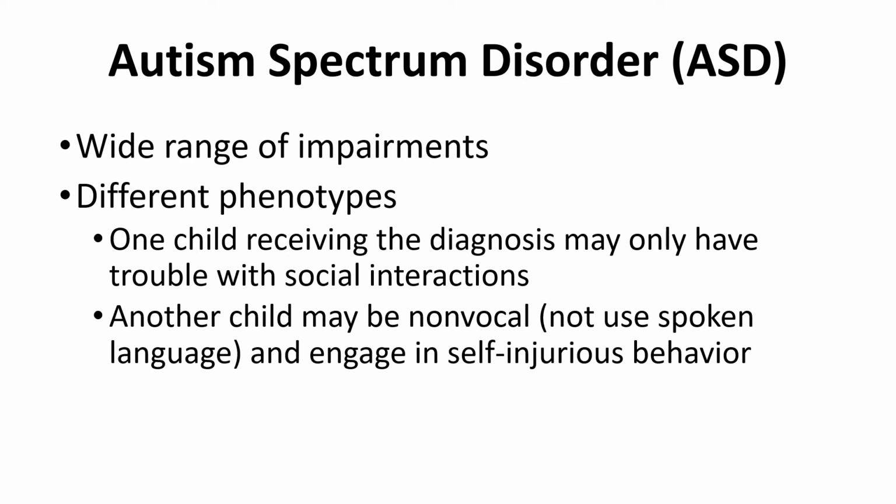This is another one of those disorders that's going to have a fairly wide range of impairments and lots of different phenotypes, so lots of different traits and symptoms that we're going to observe. We can see all sorts of variety. Some individuals with autism will have issues with social, emotional, behavioral, and communication interactions.